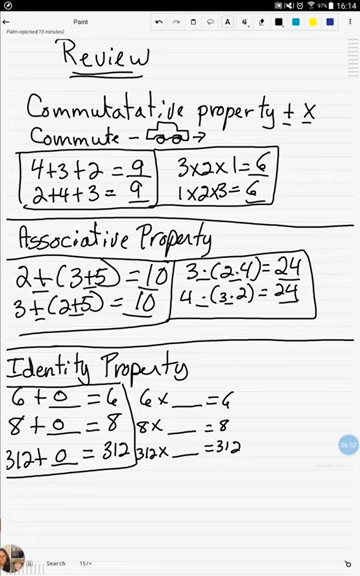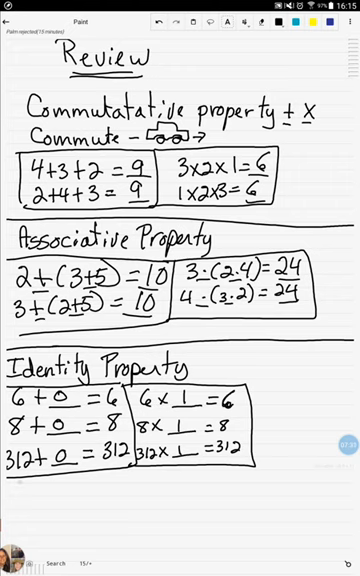So how many times 6 do I have to have 6? 1. Right? 6 times 1 equals 6. Oh, that's a 6. That's a 6. A sick 6. I cracked myself up. 8 times 1. If I have 1 times 8, I have 8. If I have 1 times 312, I have 312. Identity property. What number do I add, or what number do I multiply by so that the number keeps its own identity?